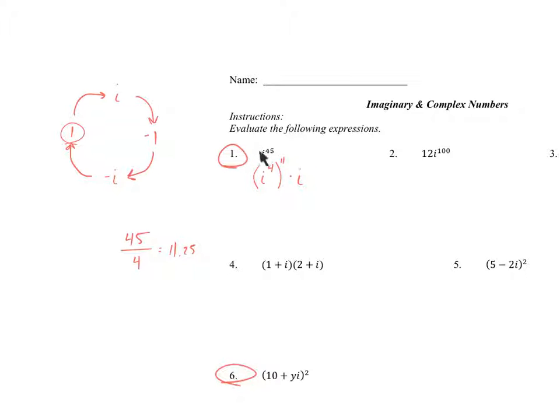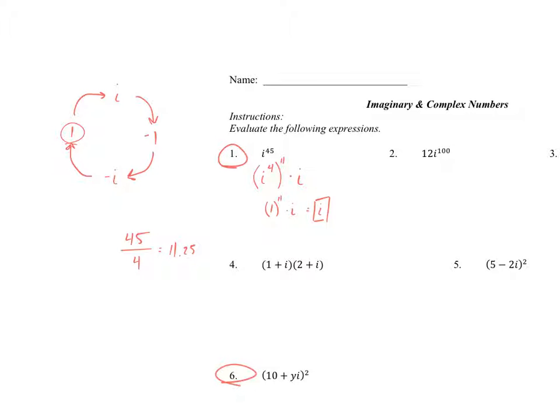I've created an expression that's equivalent to I to the 45th. And the reason I've written it this way is because I to the 4th is a 1. So this is really just 1 to the 11th times I. And 1 to the 11th power is just 1. And 1 times I is just I. So I to the 45th is really just I.